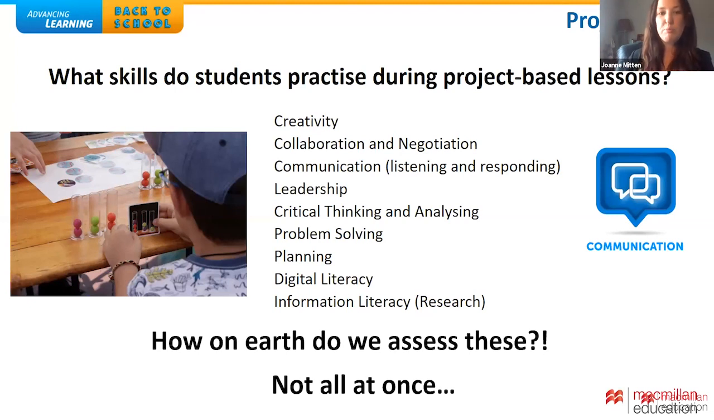You may have a group that had difficulty with their planning and their timeline. So at the same time, that group are going to be assessed on their planning, their tracking, and their timing of their project. So keep that in mind. You don't need to assess everything for everybody all in one go. You can split it up.